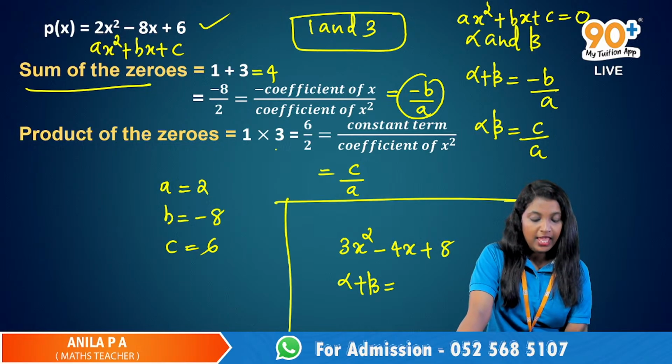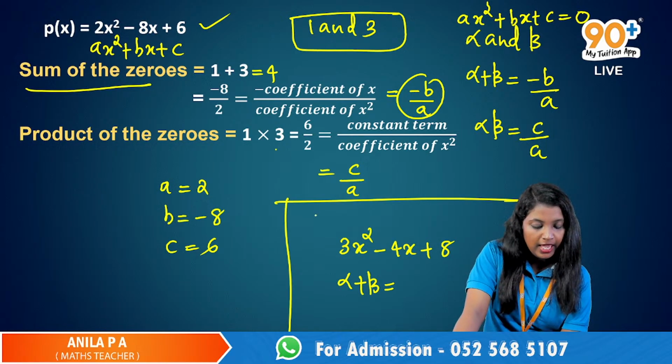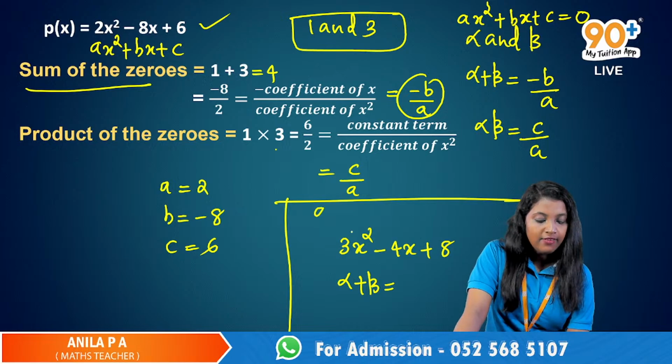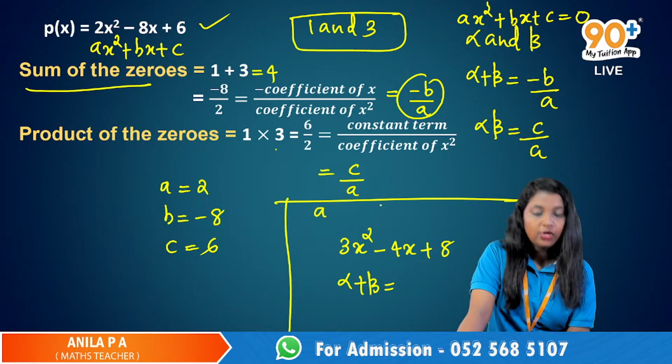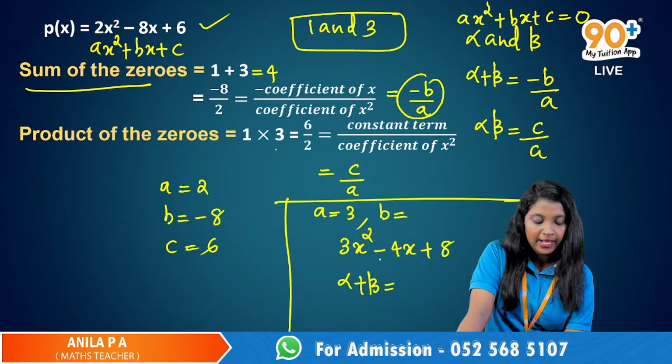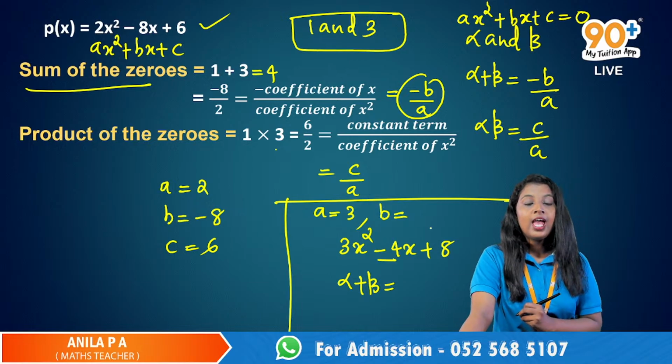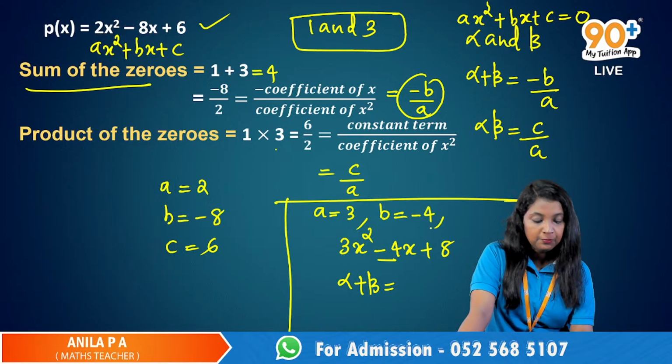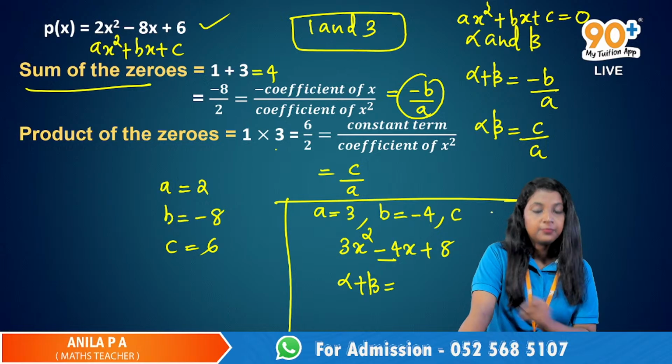Here in place of a we have 3. So a is equal to 3. What is the value of b? Is it 4? It is negative 4. In place of b we have negative 4. And what is the value of c? c is equal to 8.